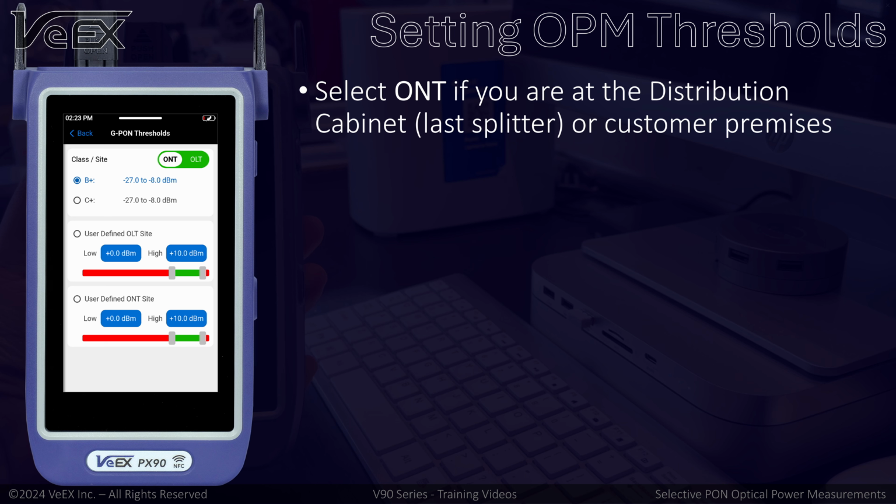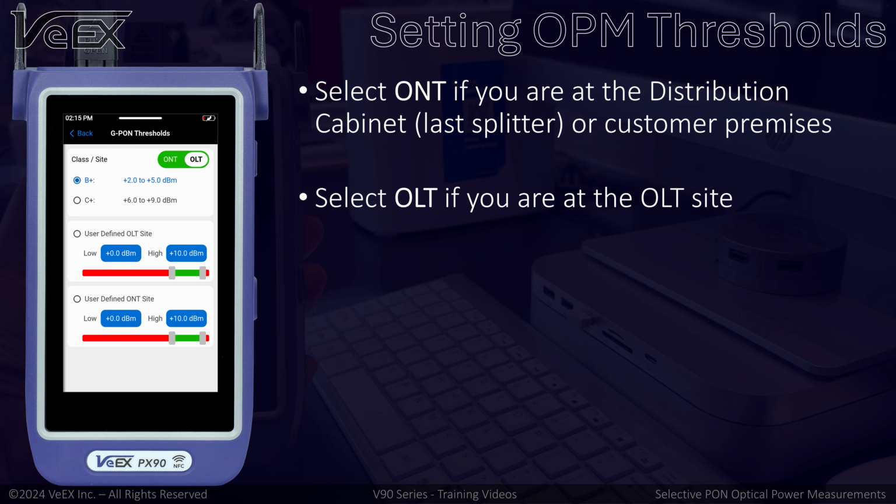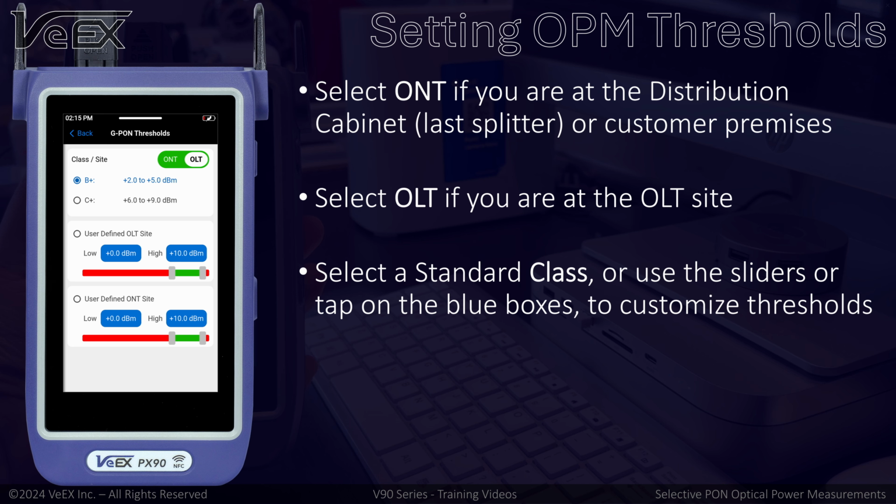If you are at, or near the OLT site, select OLT. The applicable 1G PON classes and standard threshold levels will be displayed. Select the class that applies to the port or link under test. To customize the thresholds, you may drag the sliders to adjust their values, or tap on the blue boxes to enter the desired values directly.